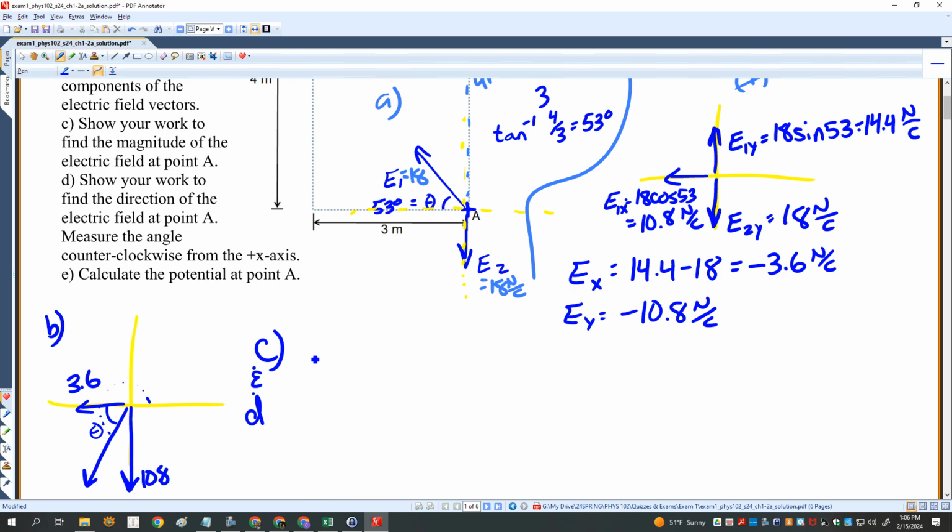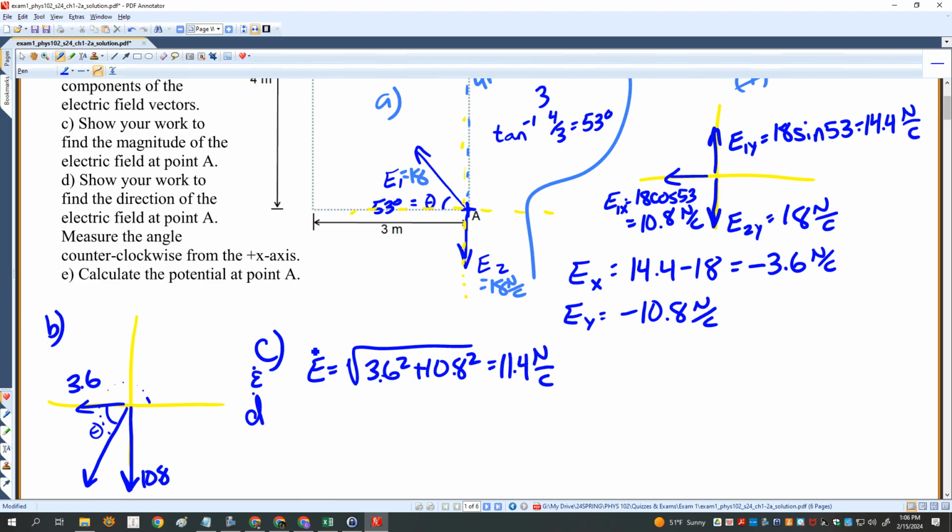So to find that, I say that the electric field is the square root of 3.6 squared plus 10.8 squared. And I find that that's equal to 11.4 newtons per coulomb.